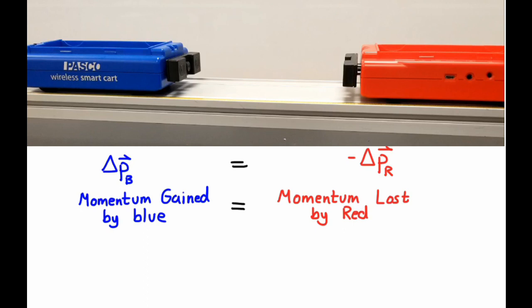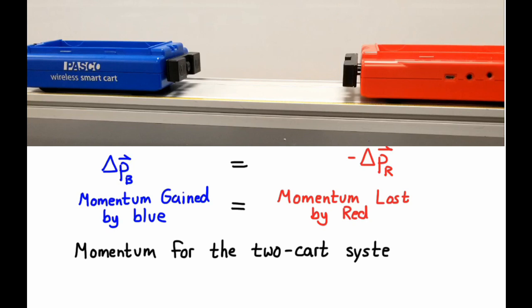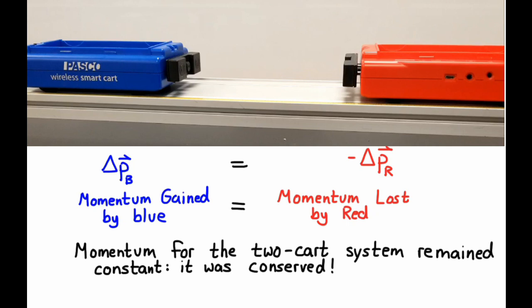And so the momentum gained by the blue must be equal to the momentum lost by the red, since the impulses have to be equal and opposite. So what that tells us is that there's no exchange of momentum with anything outside the system. What is gained by one is lost by the other within the system. So what we can do then is make the claim that the momentum of the two-cart system has to remain constant. And that's what we mean when we say that momentum is conserved.